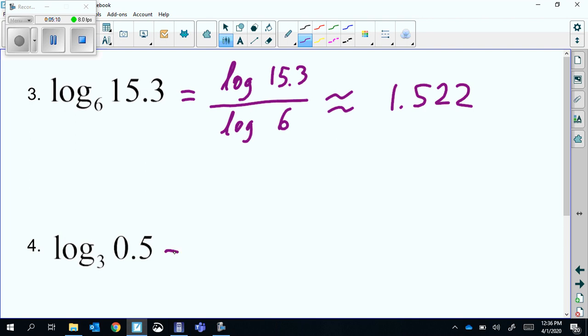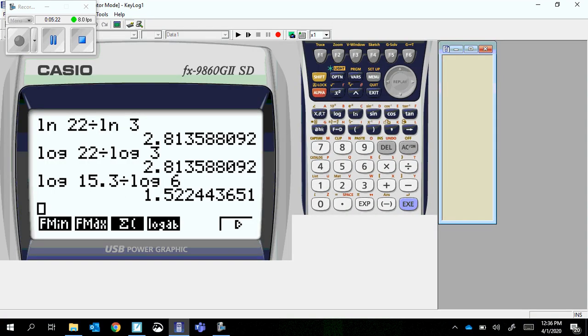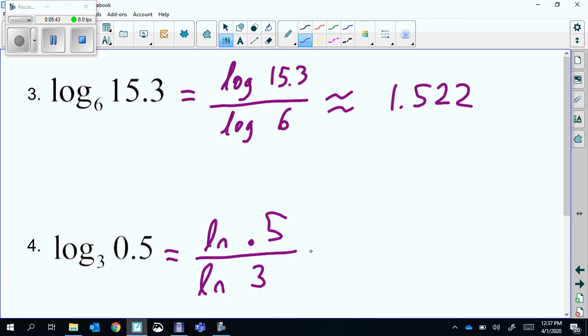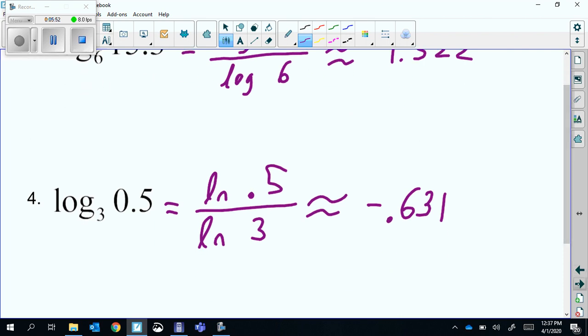Similar idea here. This time, just because we did log that time, let's do natural log, because it does not matter. 0.5 in the numerator, 3 for the denominator. That's change of base. 0.5 in the numerator, and 3 in the denominator. This time we got a negative because it would have to make it a fraction. That should make a little bit of sense. 0.631 if we round that. So that's change of base.